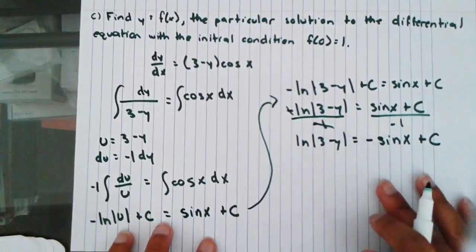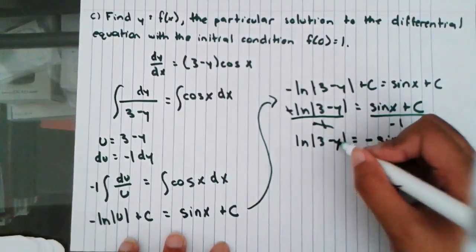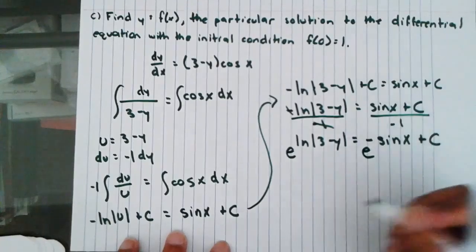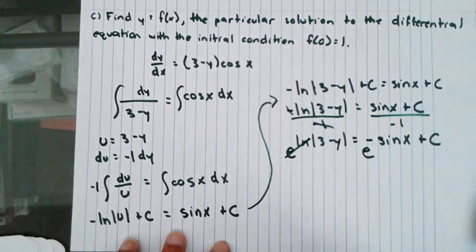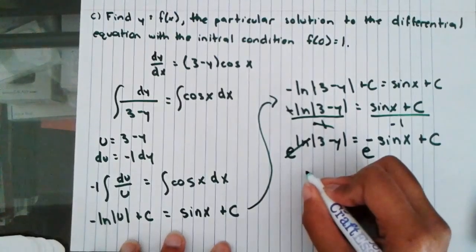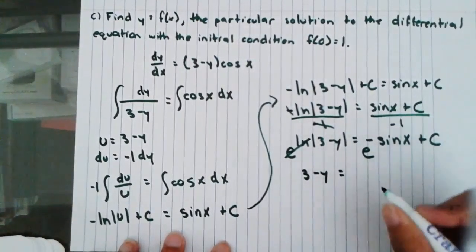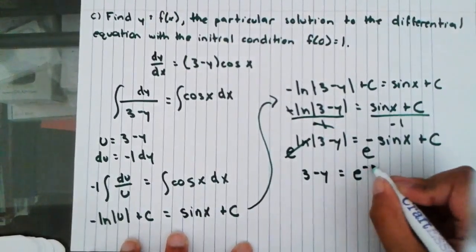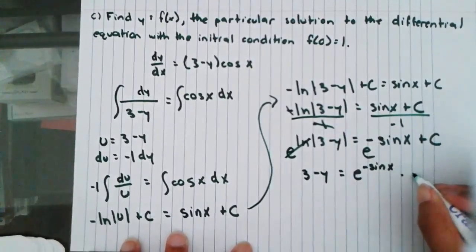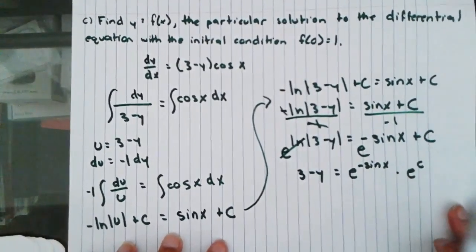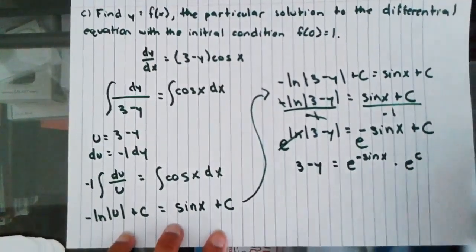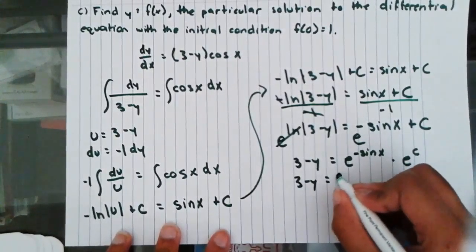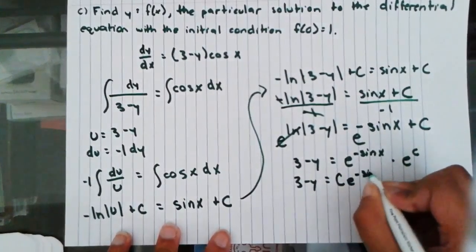Then, to isolate your y, you would multiply this by e, multiply this side also by e, so that you can cancel the natural log. So on this side you would only have 3 minus y equals, and then e to the negative sine x times e to the c, but e to the c is just still a constant. So you would have 3 minus y equals c times e to the negative sine x.